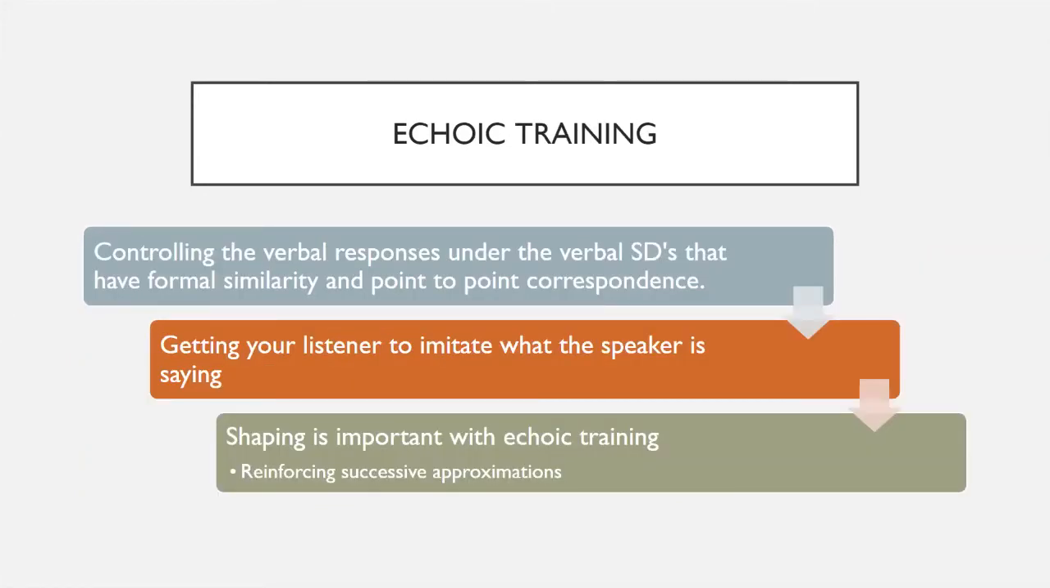With echoic training, you have functional control of the verbal responses under verbal discriminative stimuli that have point-to-point correspondence and formal similarity. Shaping is super important when teaching echoic training because you want to make sure you are reinforcing all successful approximations for each echoic. Let's say we are teaching the word cat. As a client progressively starts to pronounce the word cat, you want to reinforce that first successful approximation, which would be the k sound. As you continue to teach and reinforce each approximation, this will help the client successfully say the word cat.